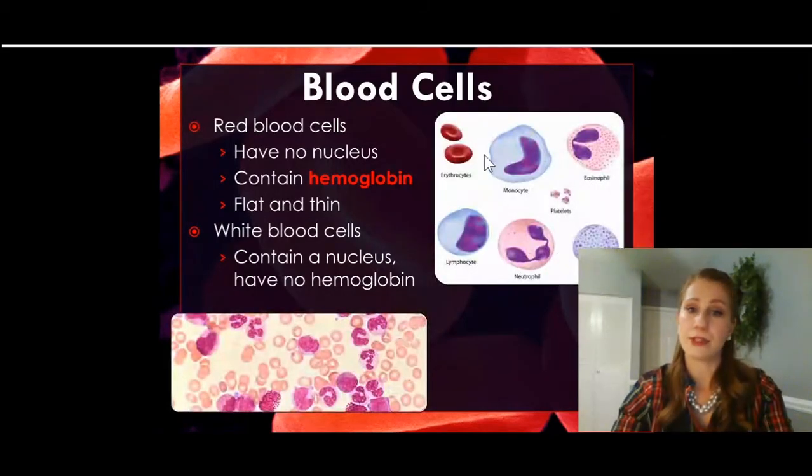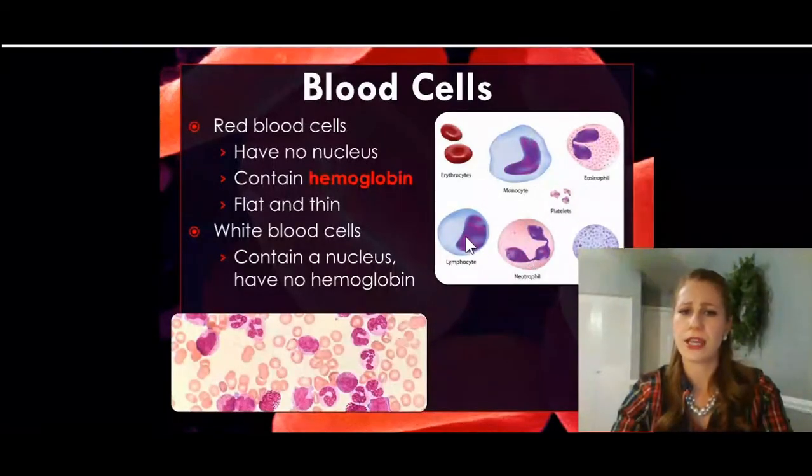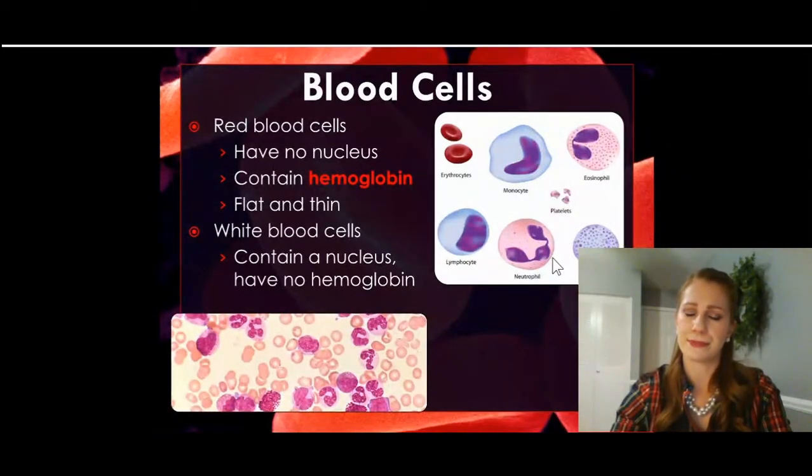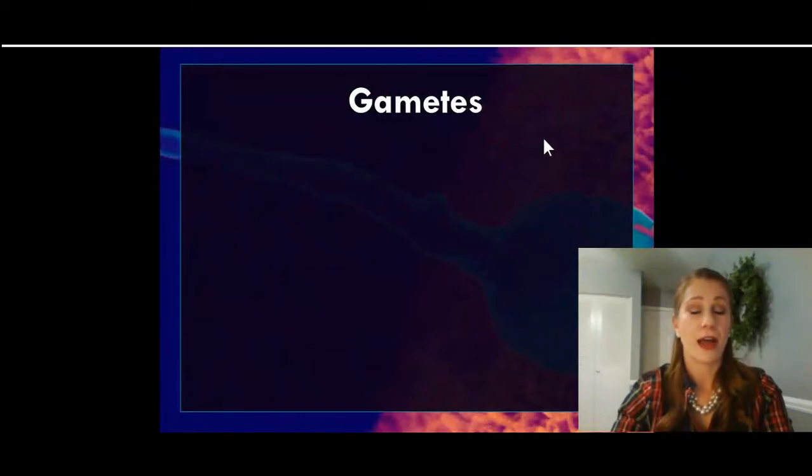We have a couple examples up here. We have our erythrocytes, which are red blood cells. And then we have many different kinds of white blood cells, like monocytes, eosinophils, basophils, neutrophils, and lymphocytes. They're all white blood cells. Platelets here are another portion of the blood, I should say, but they're not red blood cells or white blood cells. The final type of cell we're going to talk about today are gametes.